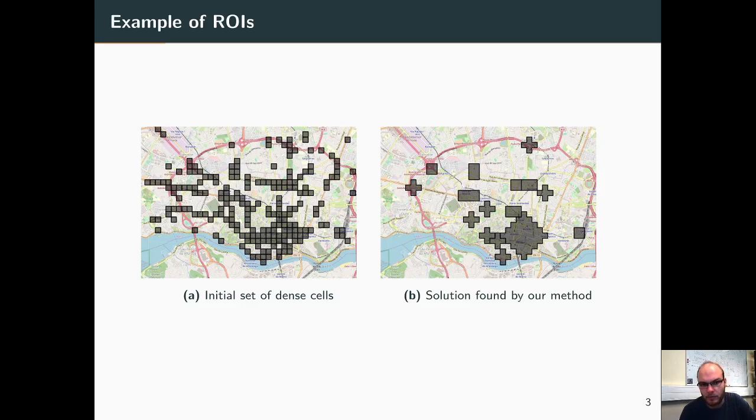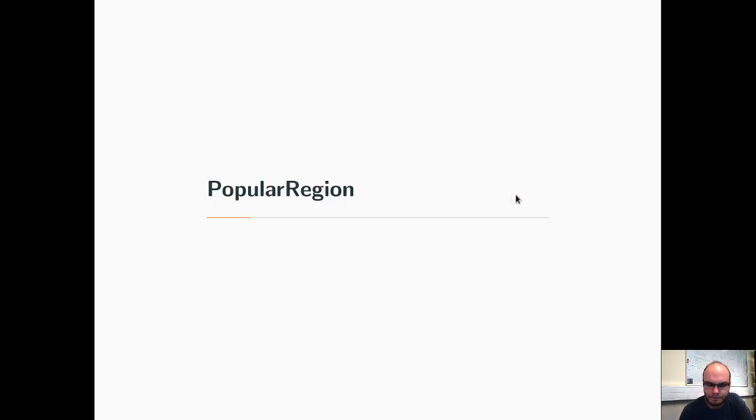As an example, you have on the left an initial set of dense cells on the city of Porto, and on the right you have the solution found by our method. And you can see that we extract the train station, some popular highway exits, and the historical center of the city. Before going into the detail of our method, I will present Popular Region, which is an existing method to extract a region of interest.